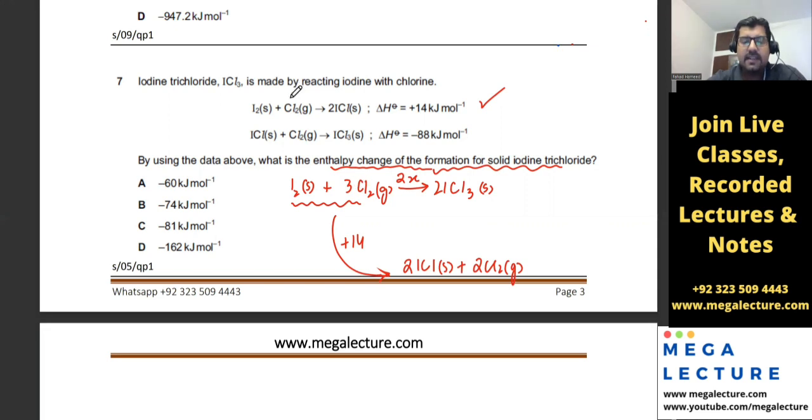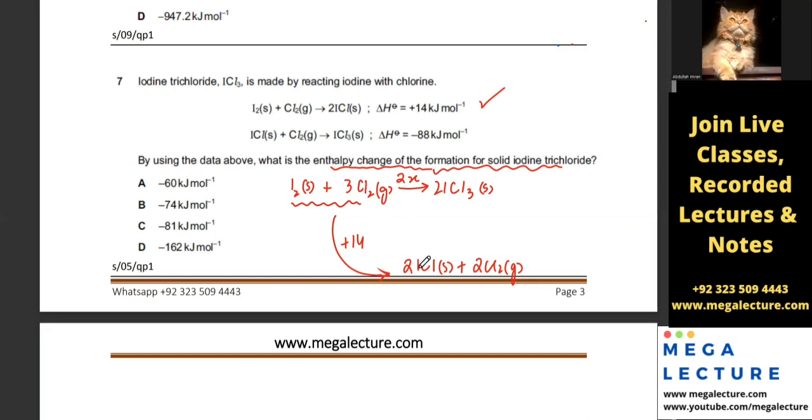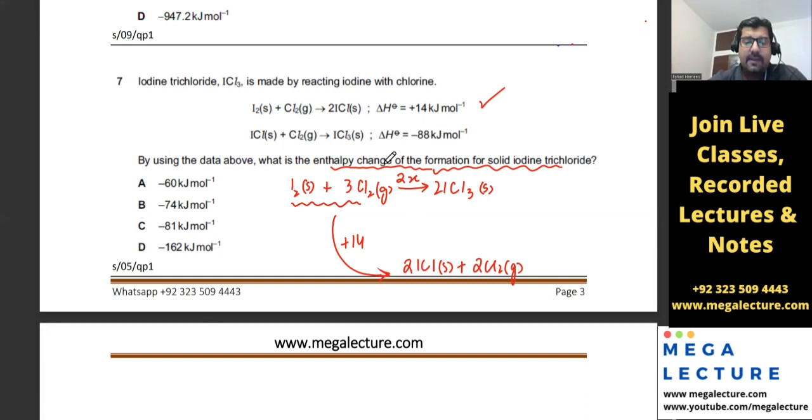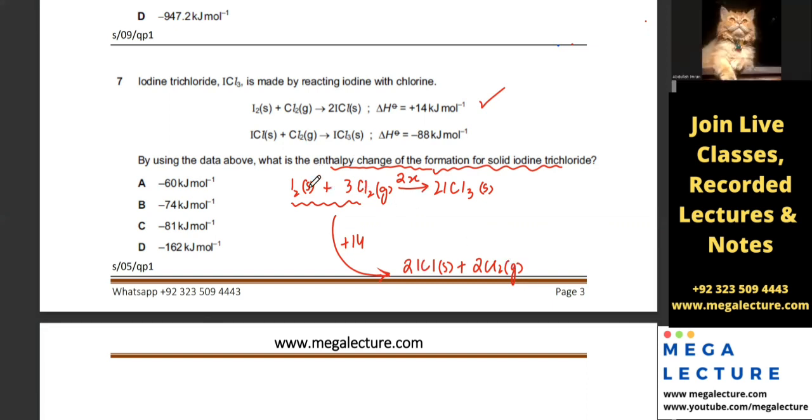So the first reaction, again, I'm going to repeat. One iodine reacts with 1 Cl2 to form 2 ICl, and 2 of the Cl2s are left. Is that clear? That's plus 14.